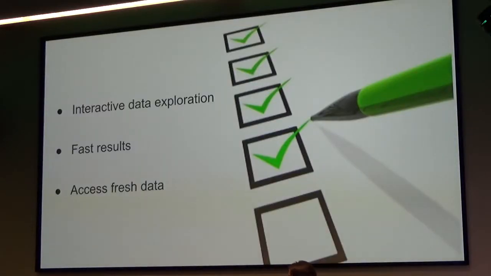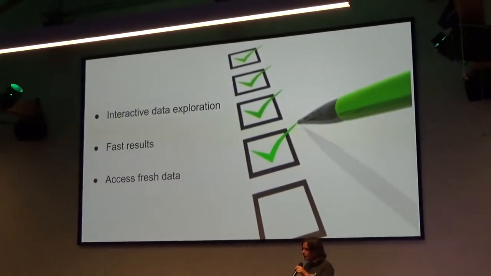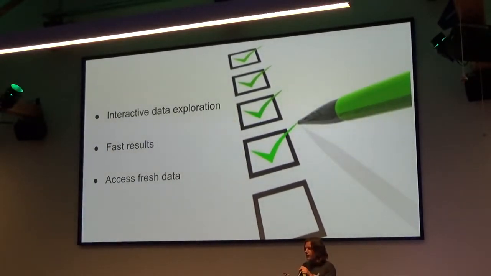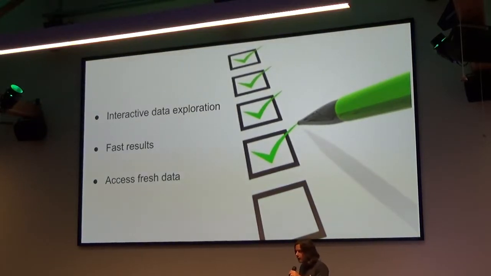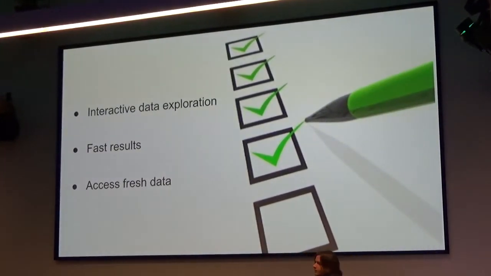So what do we need to provide to our people? We need to give them interactive data exploration, meaning that we need to provide them with different views of our data. They need to be able to refine their query along the way until they get the answer they are looking for. We need to give them fast results. They don't want to wait minutes every time they refine their query. And we need to give them access to fresh data.